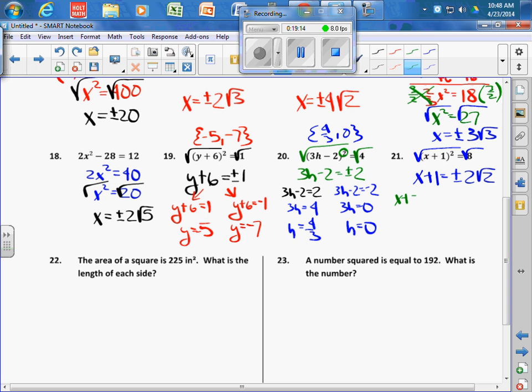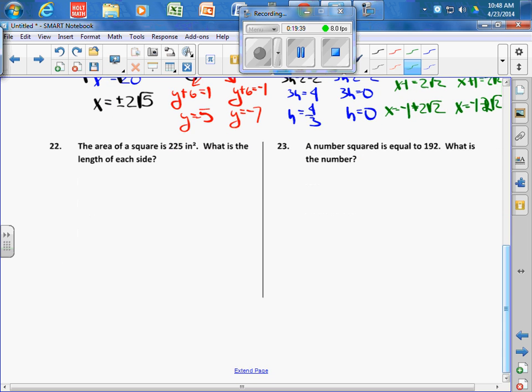X plus 1 is equal to the positive 2 radical 2, and x plus 1 is equal to negative 2 radical 2. When we subtract 1 here, we get x is equal to negative 1 plus 2 radical 2. When I subtract 1 here, I get x is equal to negative 1 minus 2 radical 2.